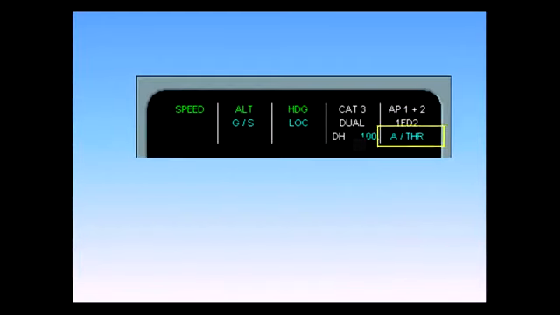The last line displays the auto throttle status. ATHR in blue means that the auto throttles are armed but not actually operating. A THR in white means that the auto throttles are engaged and operating. A blank means that the auto throttle system is off.